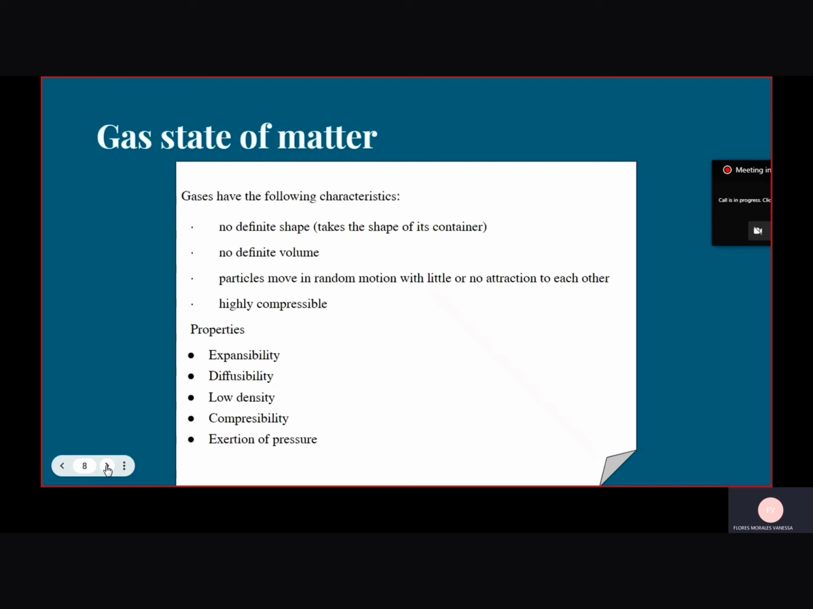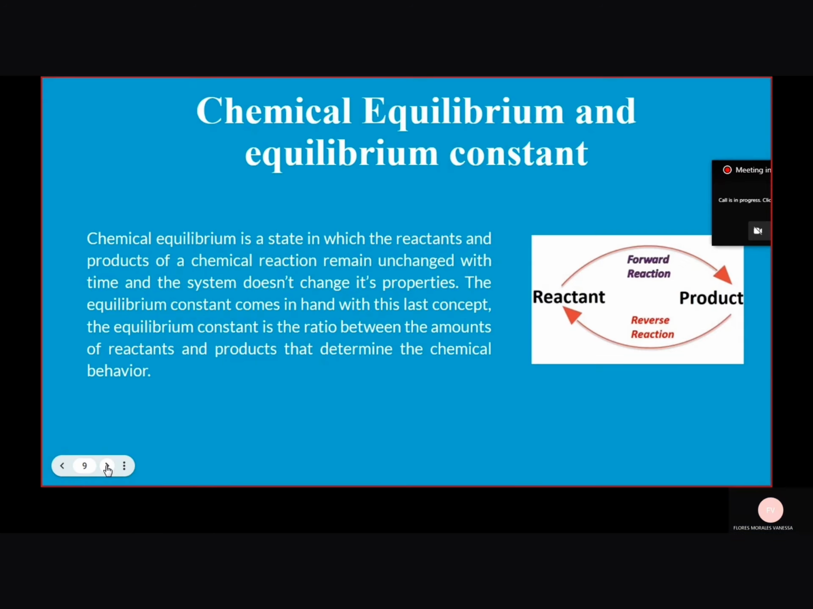So we have different characteristics of the gas state of matter because we're talking about a gas. Gases have no definite shape, they have no definite volume, their particles move in random motion, and they have little or sometimes no attraction to each other, and they are highly compressible. They have different properties like expansibility, diffusibility, low density, compressibility, and exertion of pressure.